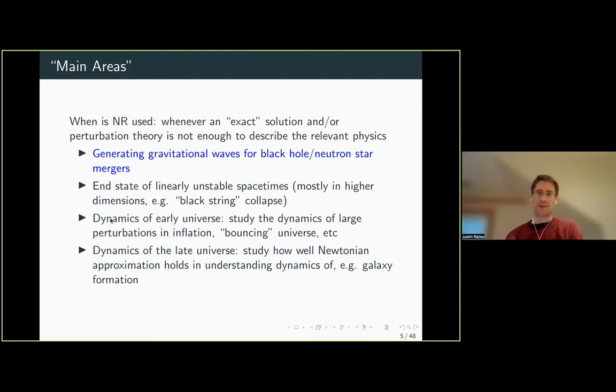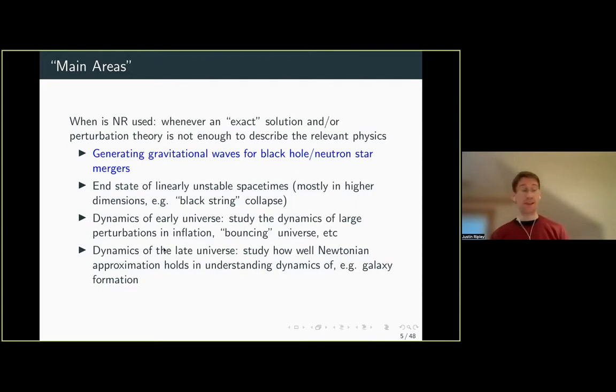You can also look at the dynamics of the early universe, inflation or bouncing models, these sorts of how does the universe get flat and homogeneous? And there, if you want to go beyond just little perturbations about an expanding background, you want to use the full Einstein equations and solve that on a computer. There's been a lot of work on that.